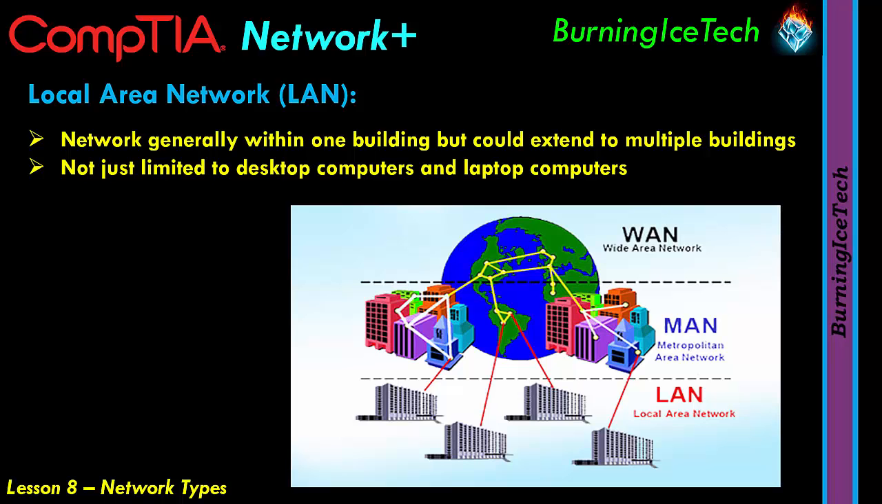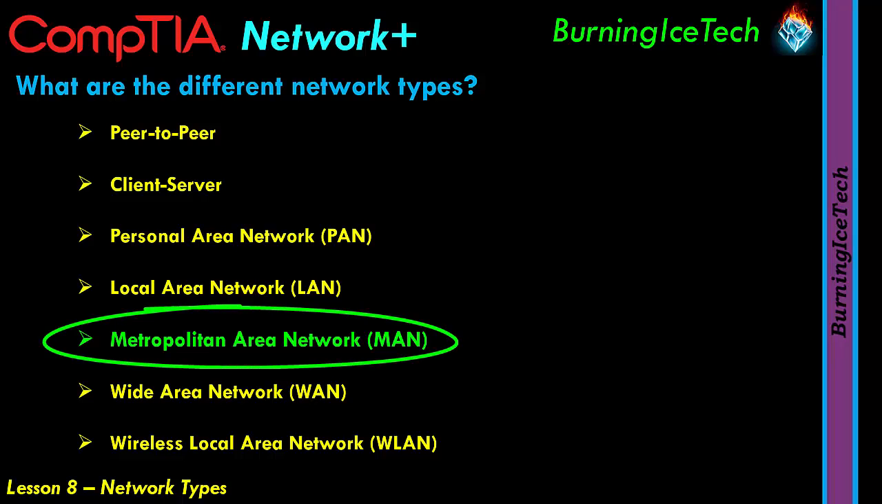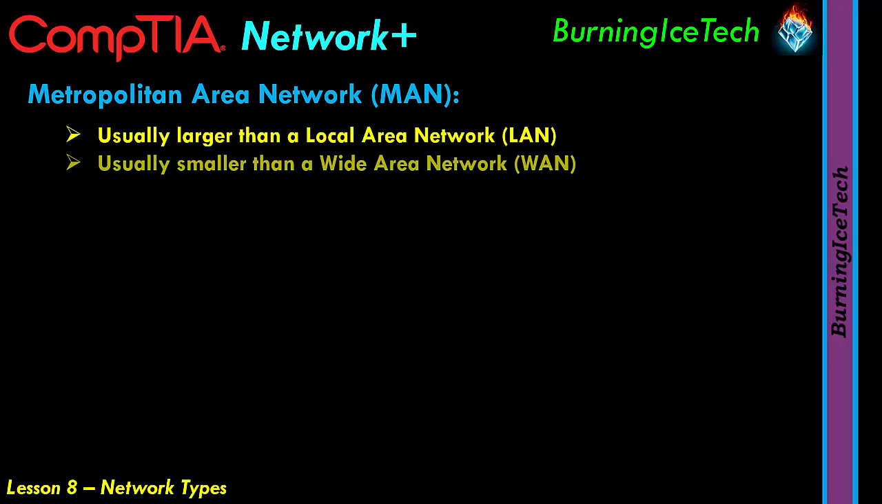All right, and then going back to our list, we probably know what the next one is going to be. That will be MAN, Metropolitan Area Network. The first thing I'm going to mention here, and I'll bring the picture up in a couple of moments, is that this MAN network is usually larger than a local area network, but at the same time, it is usually much smaller than a wide area network. So I suppose you can call it the middle child. It's bigger than a LAN, but it's smaller than a WAN.